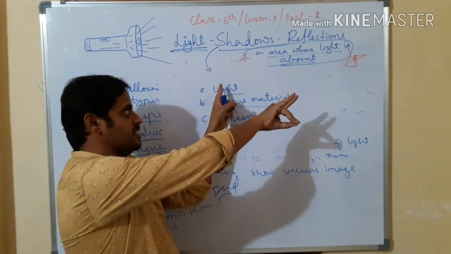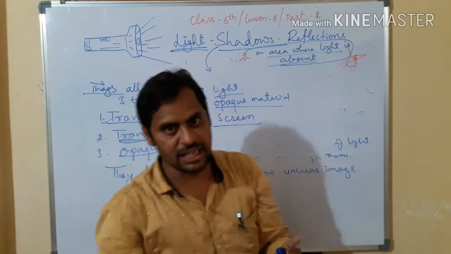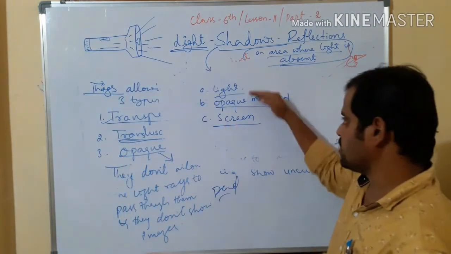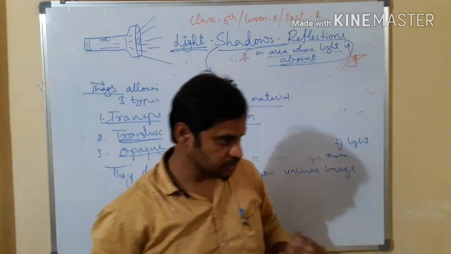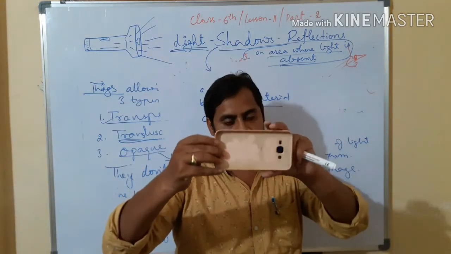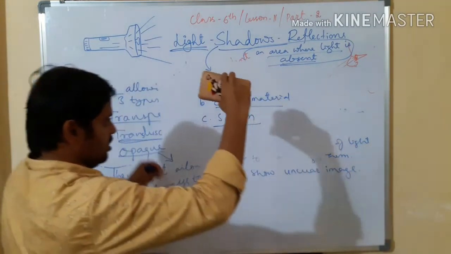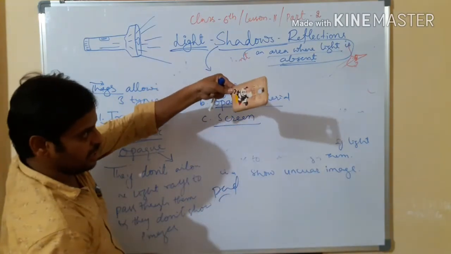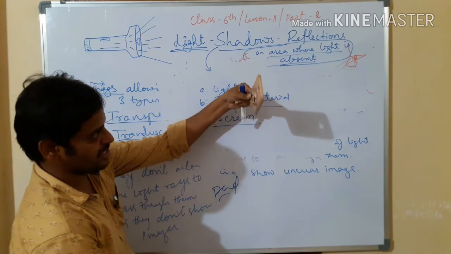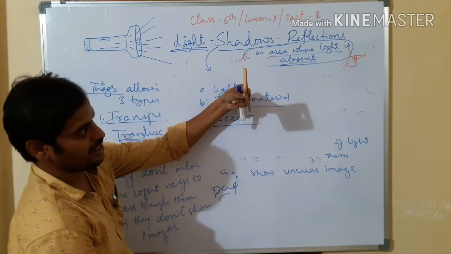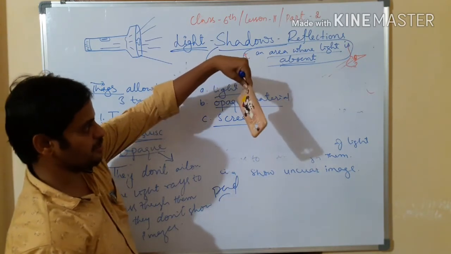Shadow can be made by three things: light, opaque material and screen. With the help of these three we can form shadows. Right. So here, what is the shape of this cell phone cover? It is a rectangle, right? So see here, it is actually a rectangle and I made it into a square. Are you able to see this? I made it into a square and see, it becomes thin, it becomes broad.